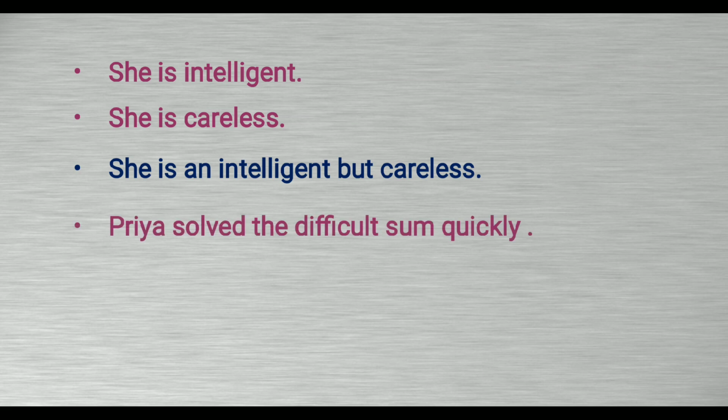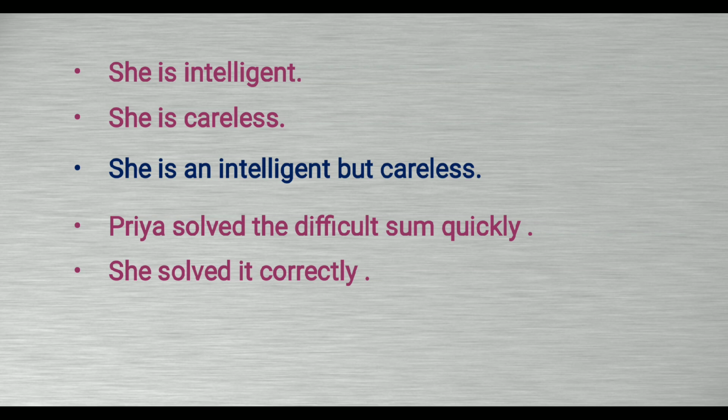Let's see another example. Priya solved the difficult sum quickly. The other sentence is: she solved it correctly. Here we understand that in the second sentence "she" refers to Priya. We use "she" to avoid the repetition of the name Priya. She is a girl, and we use the pronoun to avoid the repetition of her name, right?